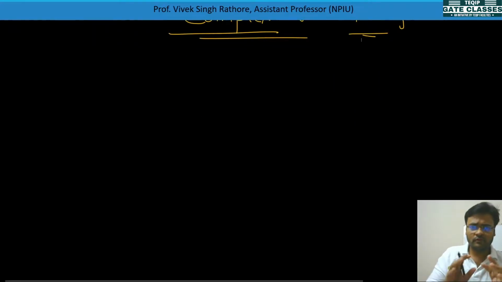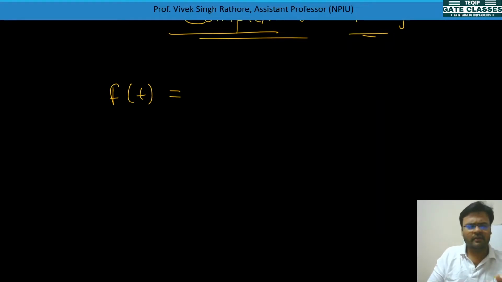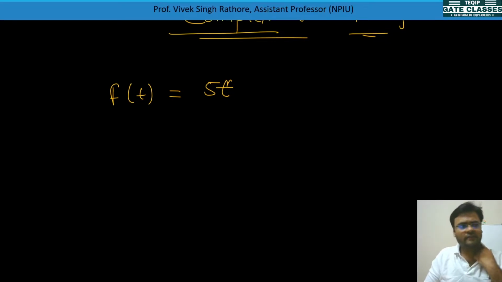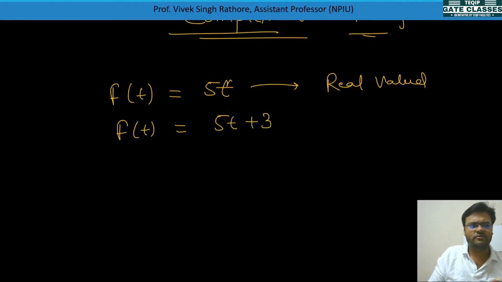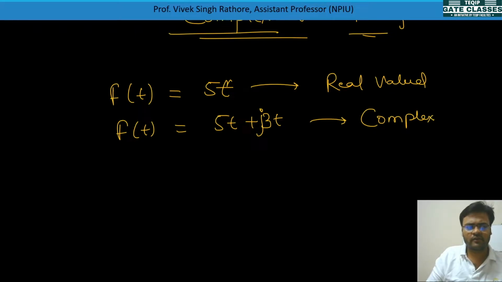See, let f(t) be a signal, let's suppose it is 5t. So 5t is a signal, and actually this is a real valued signal. Okay, and one more example I will take: f(t) is 5t plus, let's suppose, j3t. This signal is a complex valued signal. So you can understand whichever signal has a complex part is a complex valued signal.